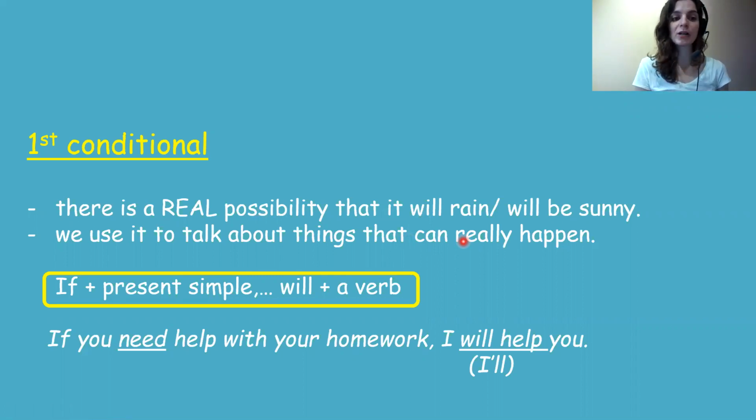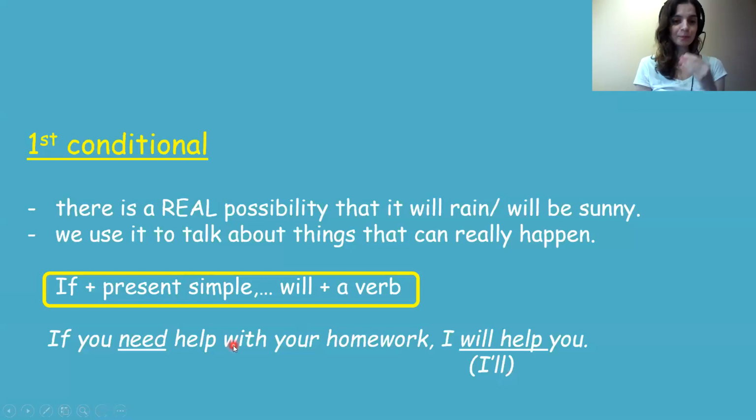When it comes to the structure, we always have if. After if, we have a verb in the present simple, and then in the other part of the sentence, we have will and again a verb. For instance, you can say, "If you need help with your homework, I will help you." Again, we can just use the short form of will, and that is I'll, with this double L. So I'll, you'll, he'll, and so on.